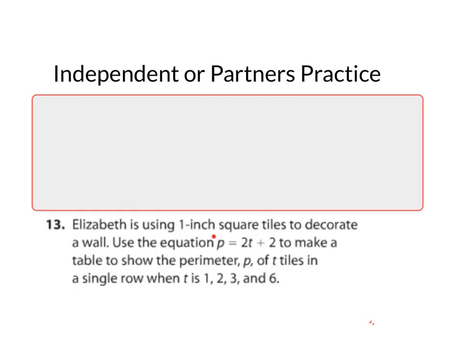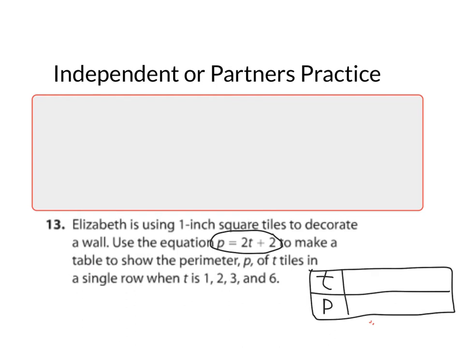Alright, Elizabeth is using 1-inch square tiles to decorate a wall. Use the equation p equals 2t plus 2, meaning that you should write this, to make a table to show the perimeter p of t tiles in a single row when t is 1, 2, 3, and 6. I'm going to help you make that table. So we want to find out what p is when t is 1, 2, 3, and 6 using this equation right here. Go ahead and substitute those in, and I'm going to show you in 3, 2, 1.